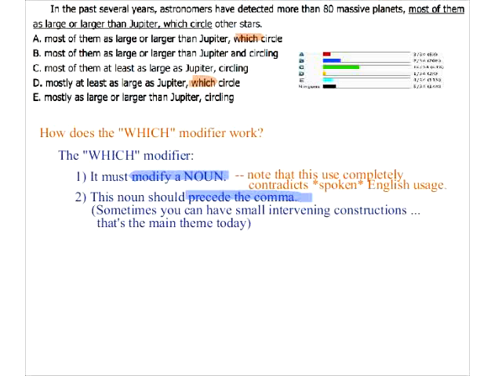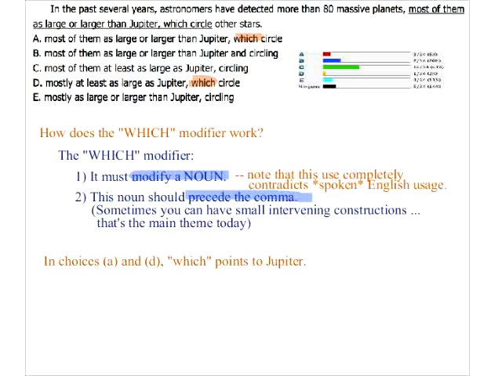Text box, please. In choices A and D. Yeah, it's pointing to Jupiter, because there are no other nouns in the vicinity. There's no other construction that it could possibly point to. So which points to Jupiter. One thing here, it can't point all the way back to massive planets. That's too far away.